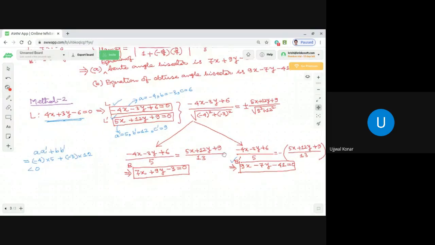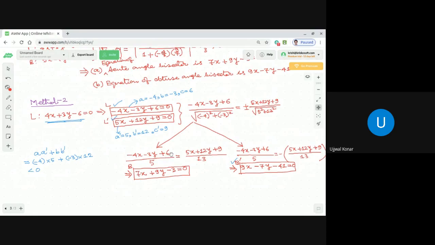Sorry, I made a small mistake. If we look into the theory, A A dash plus B B dash is less than 0. That means our acute angle bisector should be this one, by taking the positive sign. This we took the positive sign, this we took the negative sign. So as A A dash plus B B dash is less than 0, our acute angle bisector should be by taking the positive sign.